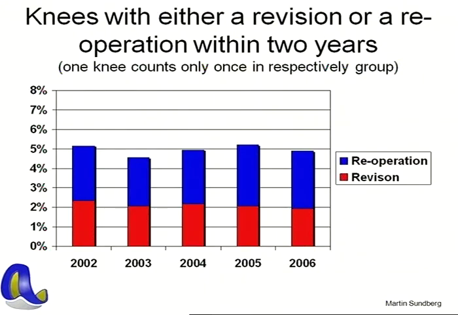Here you see the yearly frequency of either one revision or one reoperation within the first 2 years of primary surgery. The frequency is unchanged during the 5-year period, and about 2% of the knees each year are subject to a revision, and about 3% are subject to a reoperation.